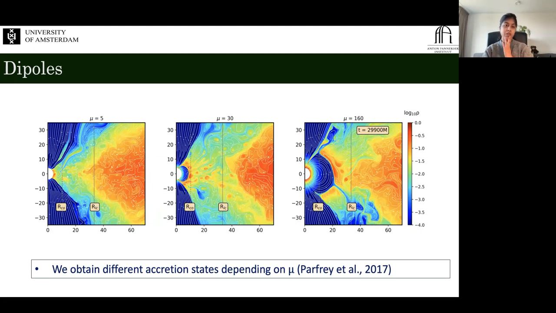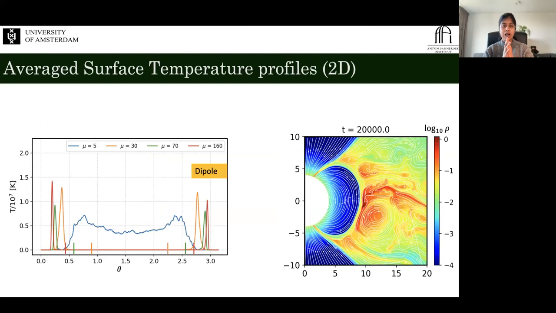Since we are interested in how the hotspots of accreting sources look, note that these are all 2D. We don't really have a spot; what we have are basically rings, because these are all axisymmetric. So what I show here are the temperature profiles as a function of theta, where theta goes from 0 to pi from here to here. We take all the mass flux that reaches the stellar surface and, assuming that it's emitting as a blackbody, we convert that to temperature.